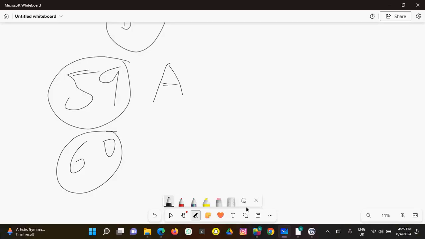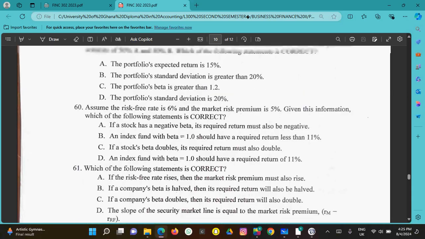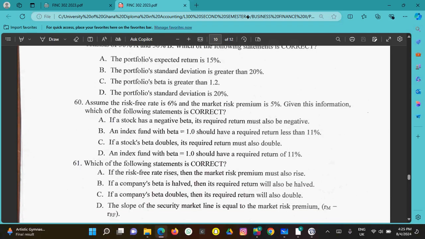So 60. Let me move fast from there. So 60. Assume the risk-free rate is 6% and the market risk premium is 5%. Given this information, which of the following statements is correct?